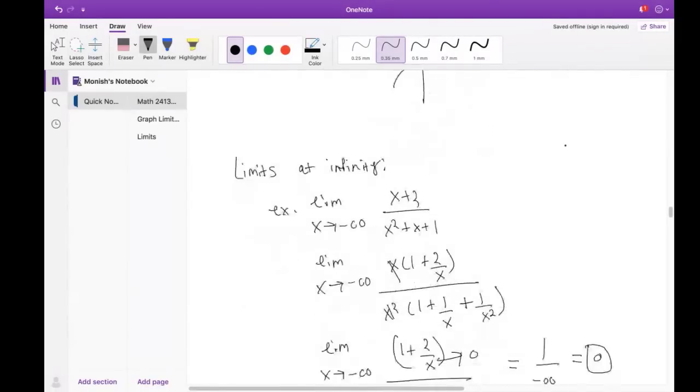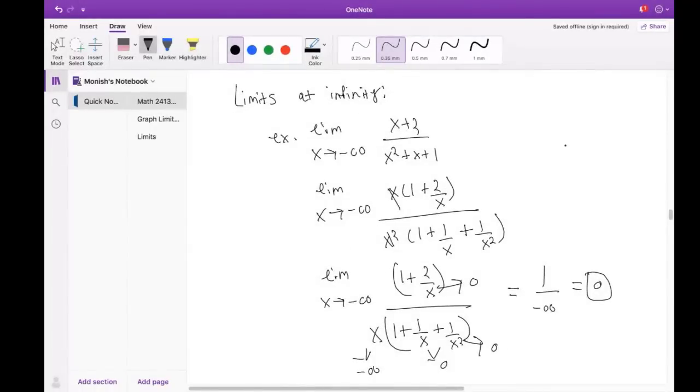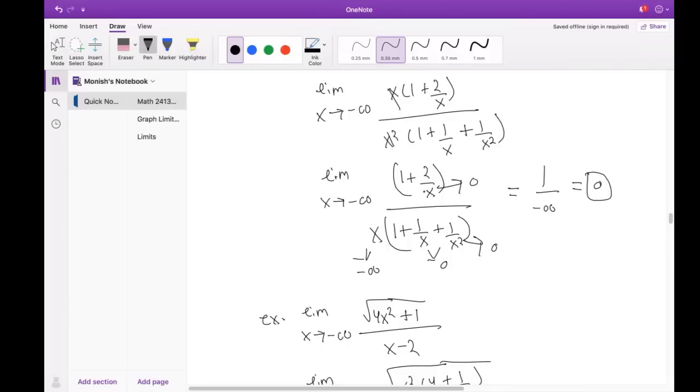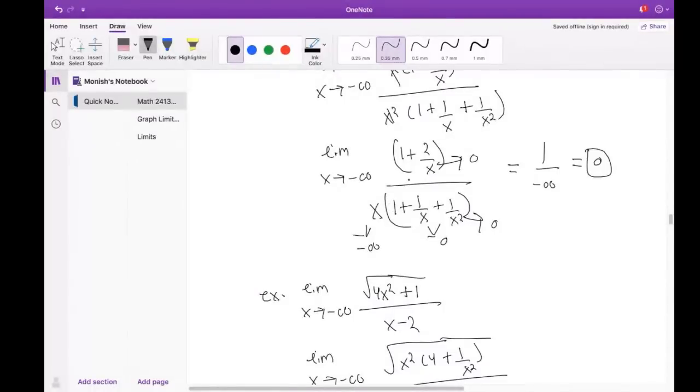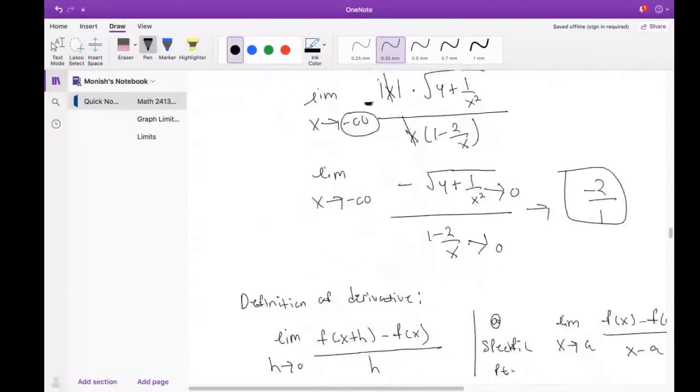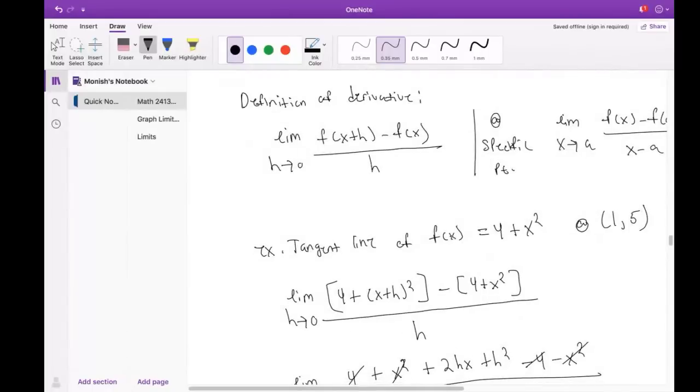And then limits at infinity: you just factor out the greatest power of x, and you can cancel out common terms from the numerator and denominator, and then see where all of these other values approach. Usually most of them are going to approach 0, and it'll just end up being whatever you factored out originally. Same thing for this. Definition of derivative, just this basic formula: limit as h approaches 0 of f of x plus h minus f of x over h.